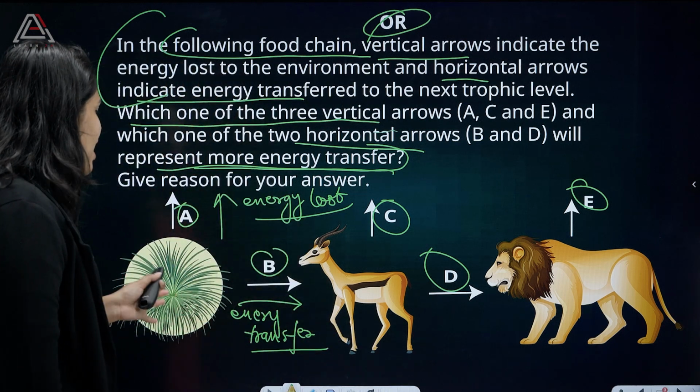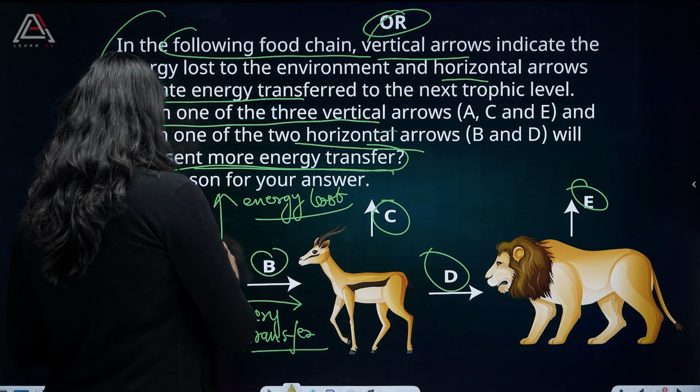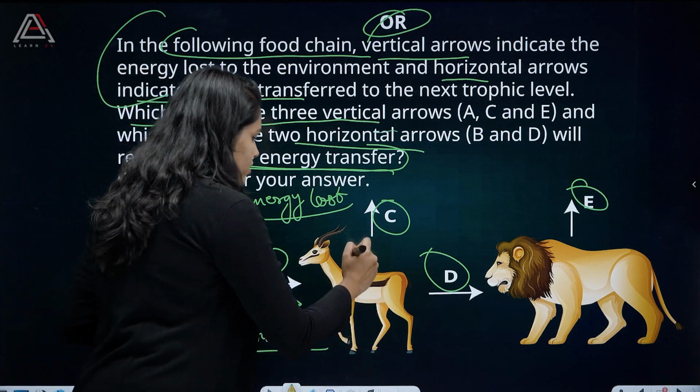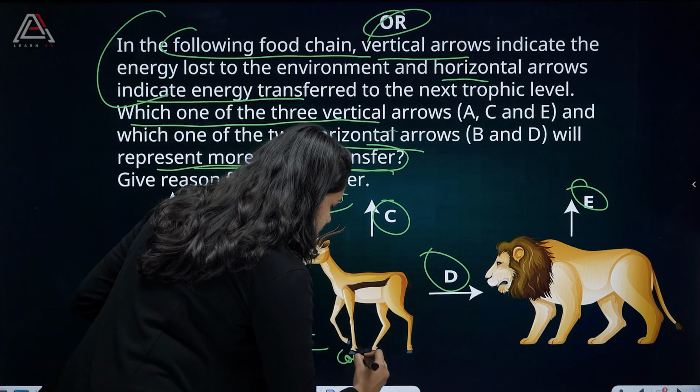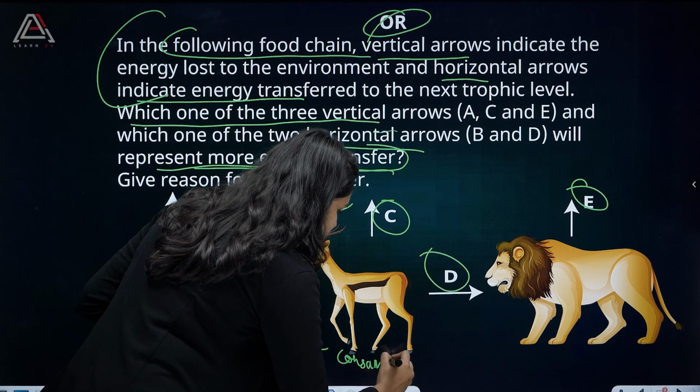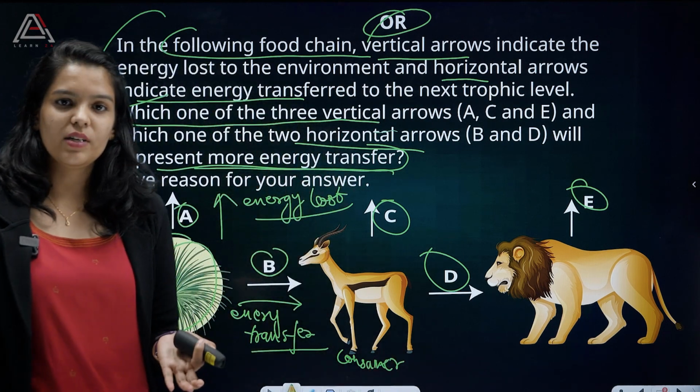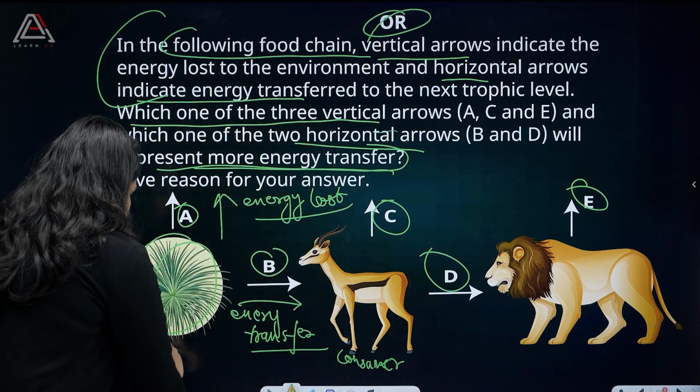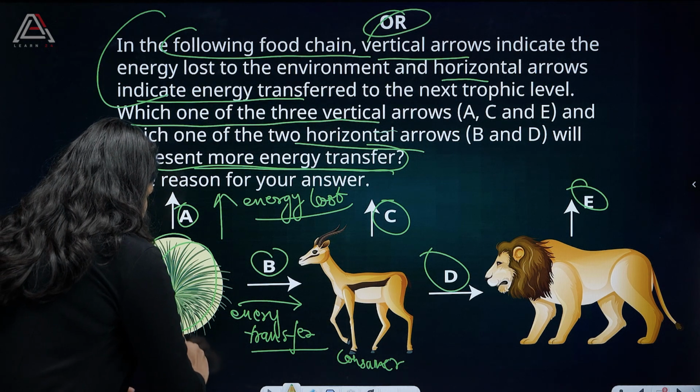In that we know about consumers. There is a deer which is provided. So deer is nothing but a consumer, right? Now there is a herbivore, or you can say the producer.